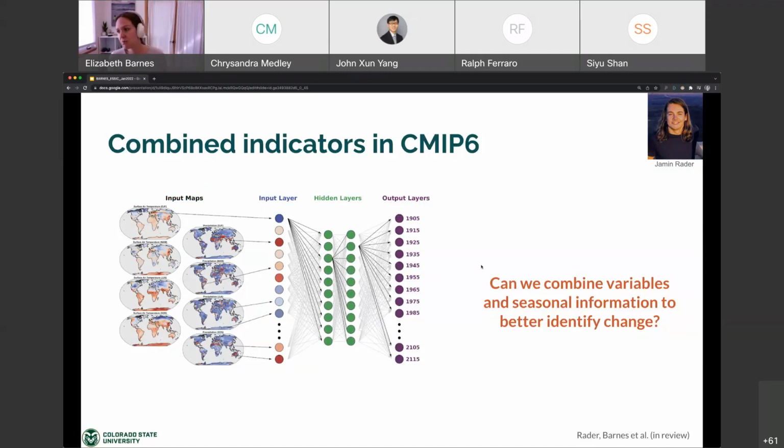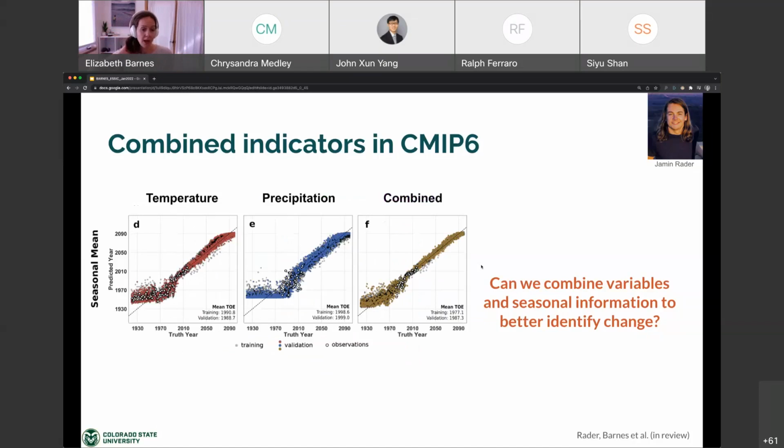That is, a single input instead of one map now is 8 maps, the 4 seasons of temperature and the 4 seasons of precipitation. And when he does this and predicts the year, we have the same types of plots as before, and for the combined variables being on the far right here in yellow, he finds that we actually can detect change faster when we combine information rather than in any one variable or any one season alone. This is not surprising. Give it more information that's useful, it's going to do a better job, but he showed this quantitatively in a very nice way.